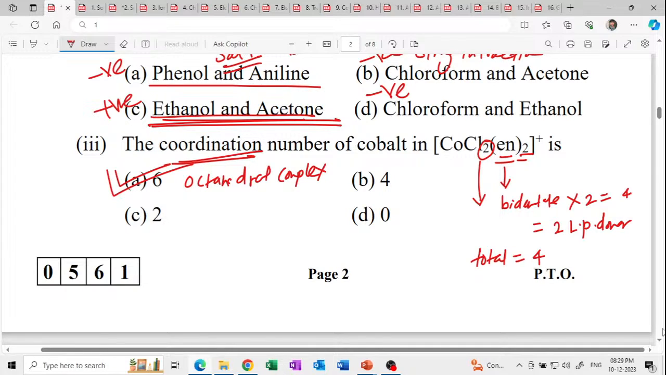So Cl2 has a 2. So it is 2 plus 4, a 6. So it is the octahedral complex. So right now, octahedral complex, COCl2 en twice. The coordination number of the cobalt. Right now, get it? This is a very important question.